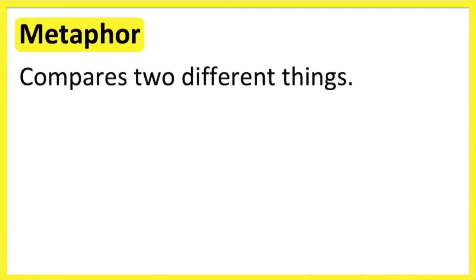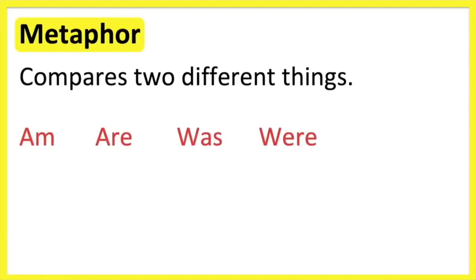Metaphor compares two different things. This includes objects, ideas, feelings, or thoughts. We say that something is something else. Remember that we can also use other forms of the verb to be. For example, am, are, was, and were.